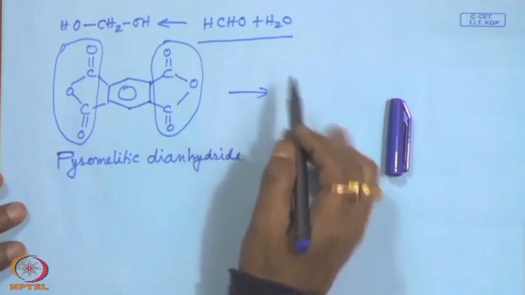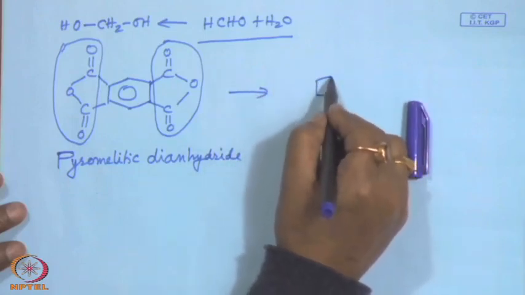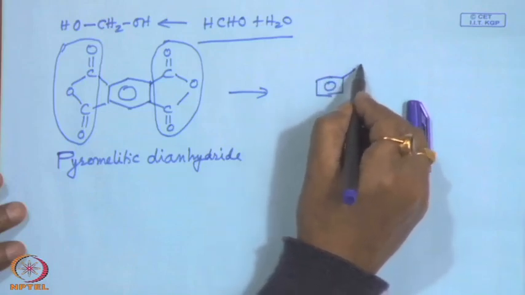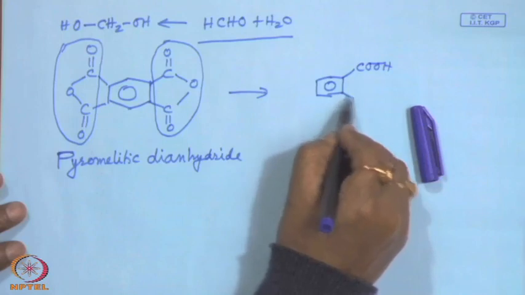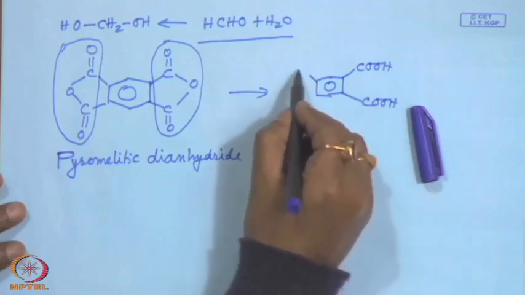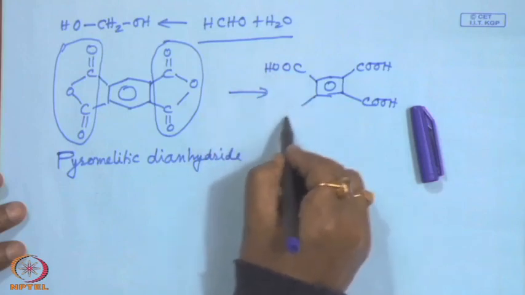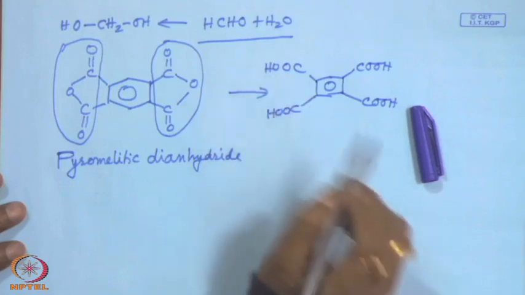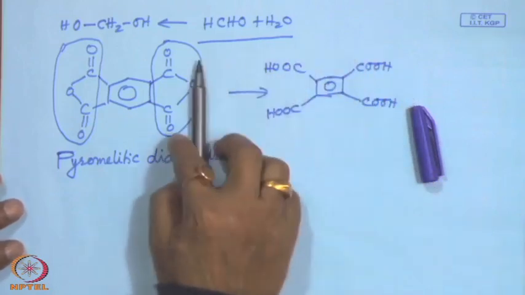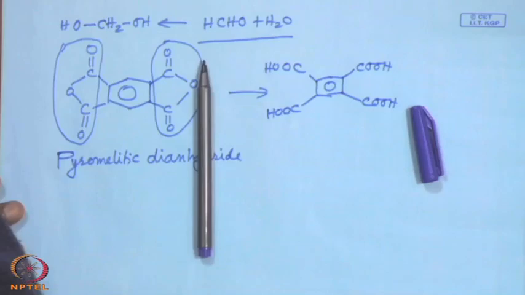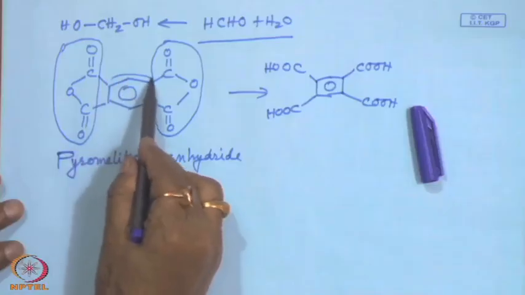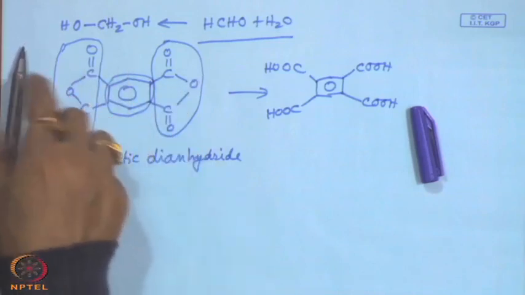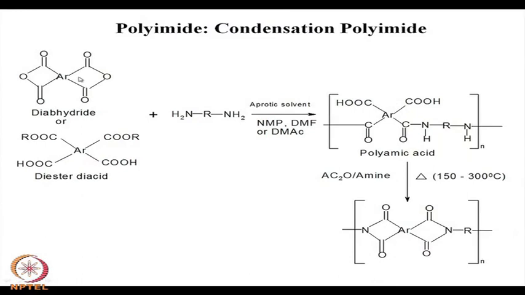That means you can say this can be tetracarboxylic acid. Basically, it is a tetrafunctional compound. In this formula, this Ar here is this phenyl ring. So, basically, this compound and this compound are same. This compound and this compound are same. So, one can take dianhydride or diester acid.